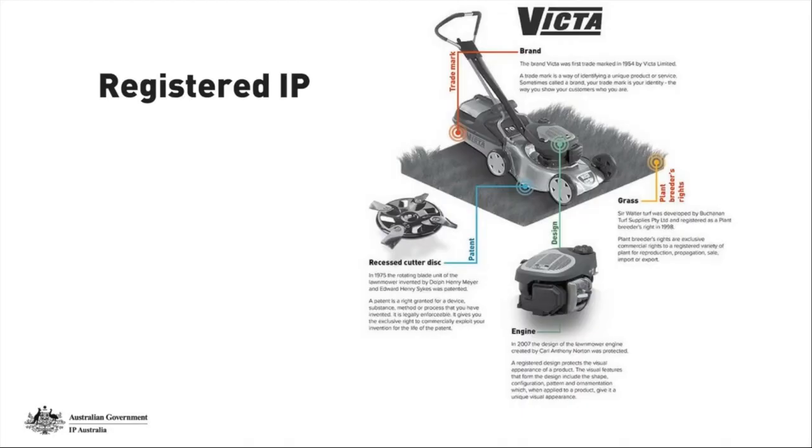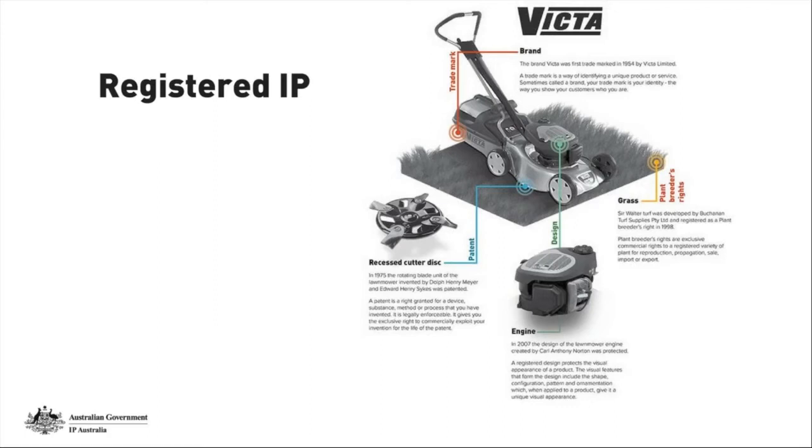Now, there are 4 different registered IP rights that IP Australia deals with. And as you can see from your screen, these are divided into 4 categories: patents, trademarks, designs, and plant breeders' rights. And a great example of how IP is present in everyday life is the Victor lawnmower here on your screen. Firstly, patents. A patent is a right granted for a device, substance, method, or process that you have invented. Patents are legally enforceable, and it gives you the exclusive right to commercially exploit your invention for the life of your patent. In the case of the Victor lawnmower, a patent for the way the cutting blades were recessed under the machine was granted in 1975.